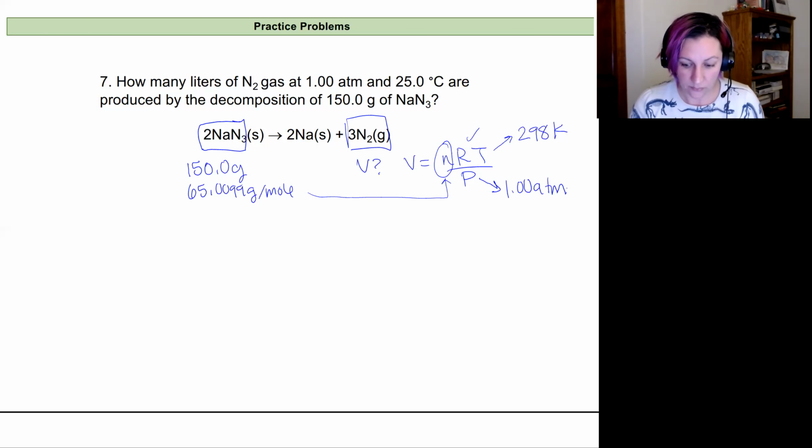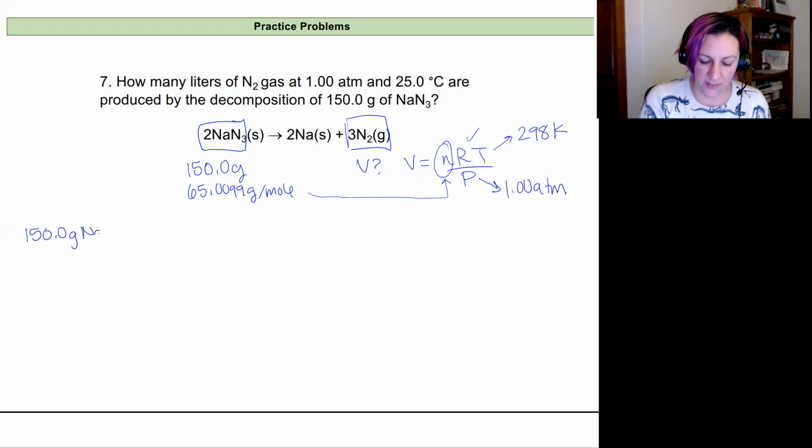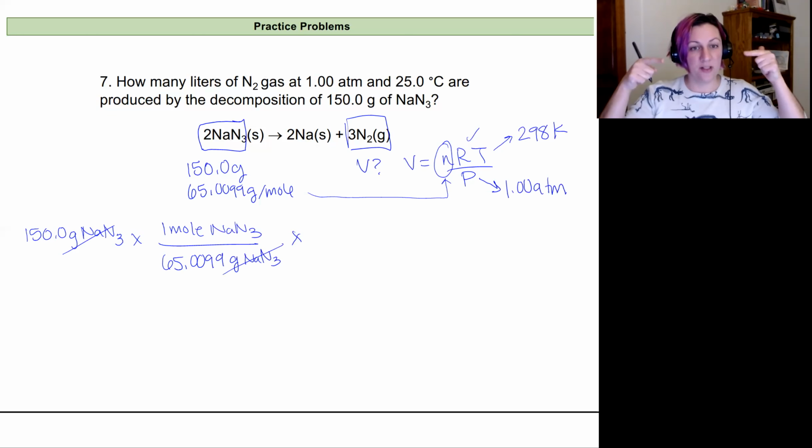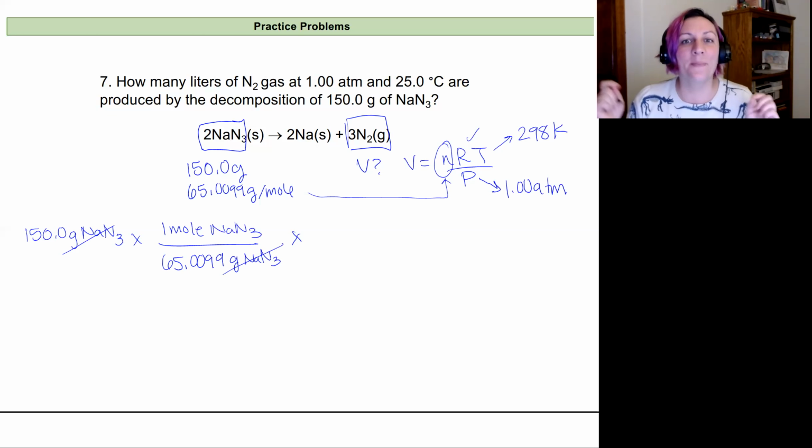So let's get started. We're going to start with that 150.0 grams of our sodium azide and convert this into moles using our molar mass. So times 1 mole over 65.0099 grams per mole. These are going to cancel out. I'm going to get units of moles. And I'm going to keep going because now I know I have moles of sodium azide, but I don't actually want that. I want moles of nitrogen gas.